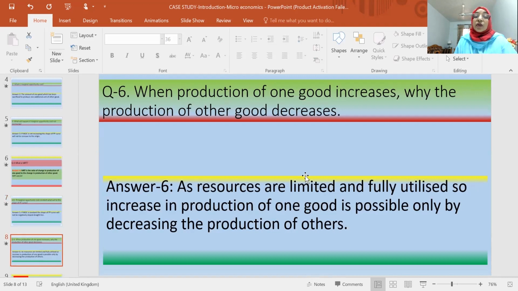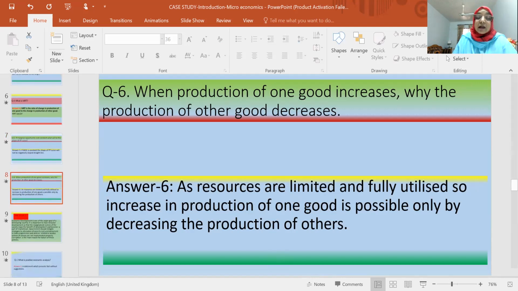And the last question, when production of one good increases, why does the production of another good decrease? Because resources are limited and resources are fully and efficiently utilized. This is about the first case study.